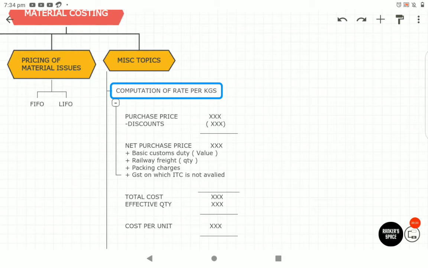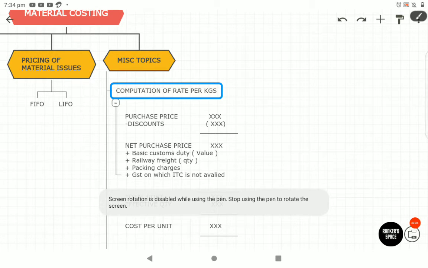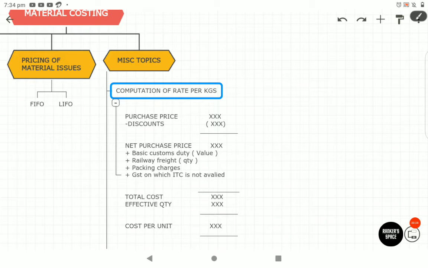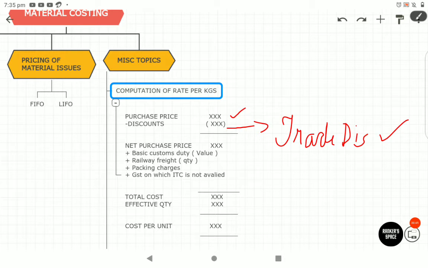First is purchase price. So whatever price at which you purchased it, the price at which you have purchased it, first take that. Then after that, any discounts that you get. So in this particular case, I wanted to note one thing. You have to take trade discounts and you can subtract it. Okay, trade discounts is allowed, but in the case of cash discounts, it is not allowed.